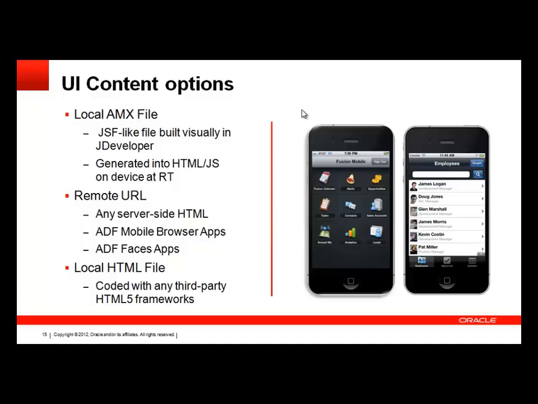Inside the application, you can also incorporate remote URL content. So this is basically any HTML content that is served from remote servers. For example, it can be an ADF Mobile browser application or an ADF Faces application. And those are just included and are available as part of your application. In addition, you can also develop local HTML files that would be run on your device and can be part of your application. And here you can leverage any third-party HTML5 framework to do those pages.